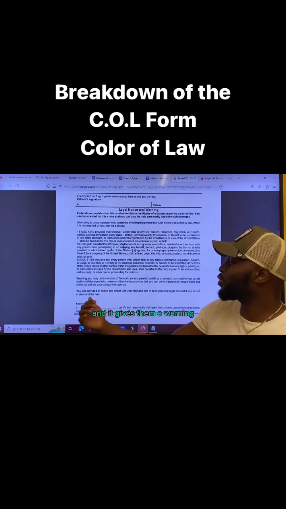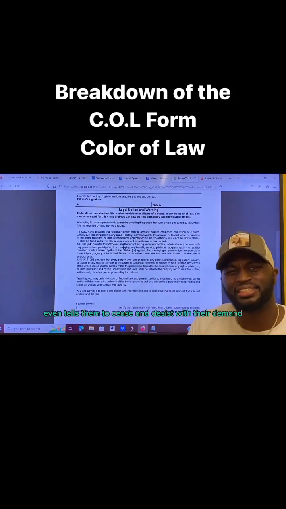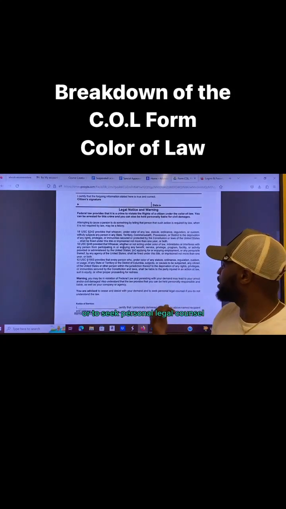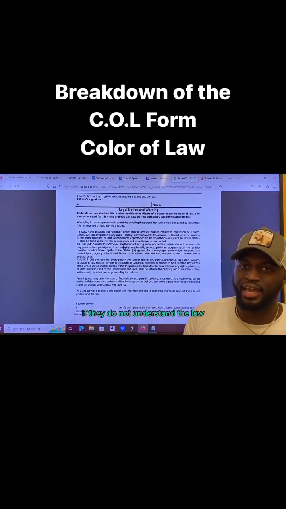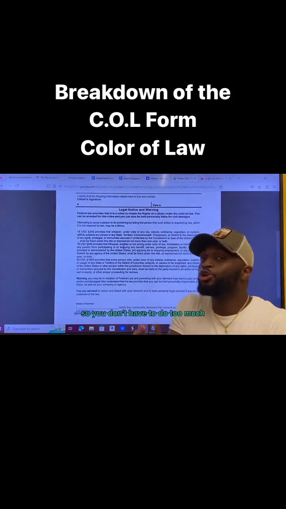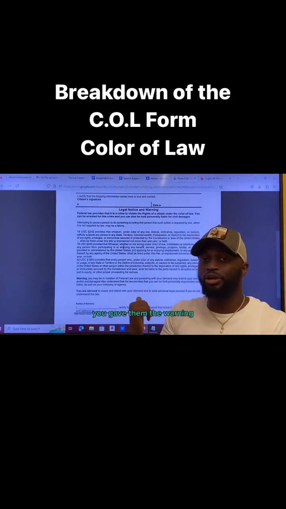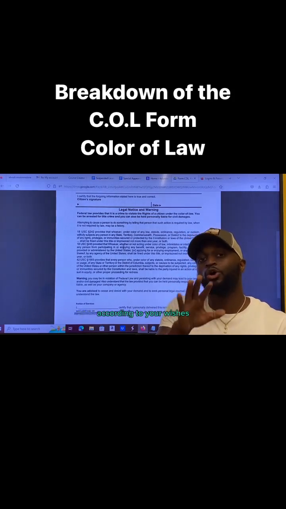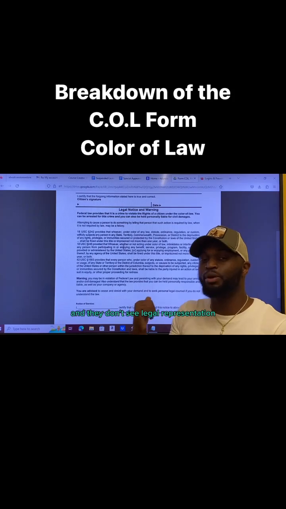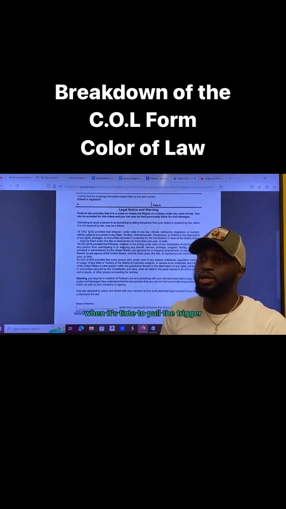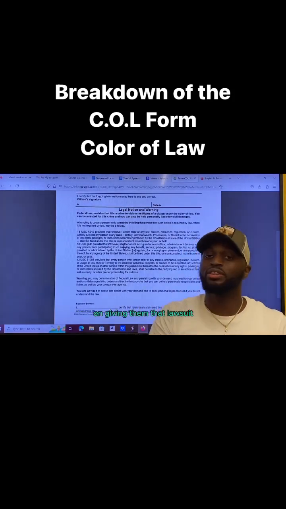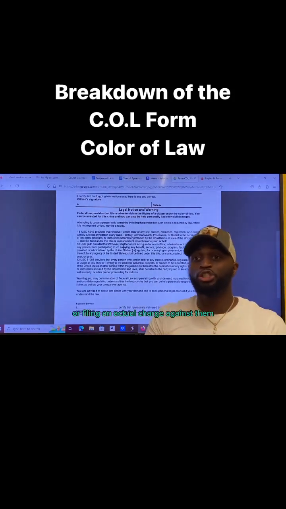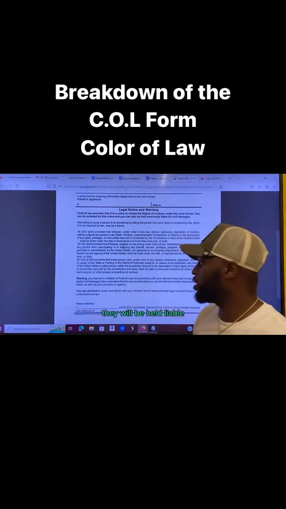And it gives them a warning. It even tells them to cease and desist with their demand or to seek personal legal counsel if they do not understand the law. So you don't have to do too much. You gave them the warning. If they don't do what they're supposed to do according to your demand, and they don't seek legal representation, when it's time to pull the trigger on giving them that lawsuit or filing an actual charge against them, they will be held liable.